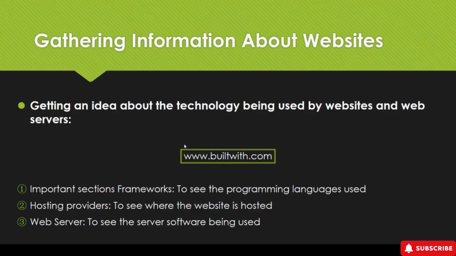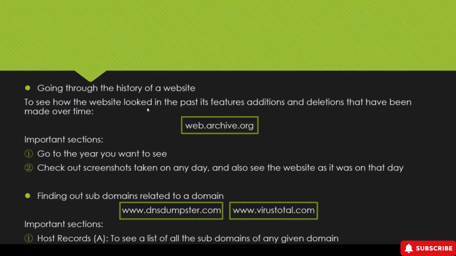Now, apart from the technology of the website and web server, what else can we search and gather? There is something called Web Archive or the Wayback Machine. Going through the history of a website, we can see how it looked in the past, its features, and the additions and deletions that have been made over time. We can look at the website and get to know what changes have been made over a period of time.